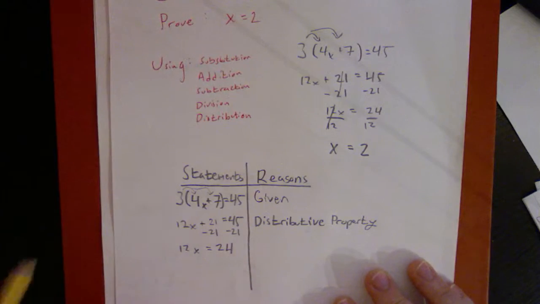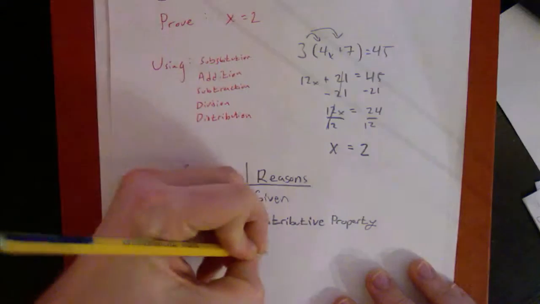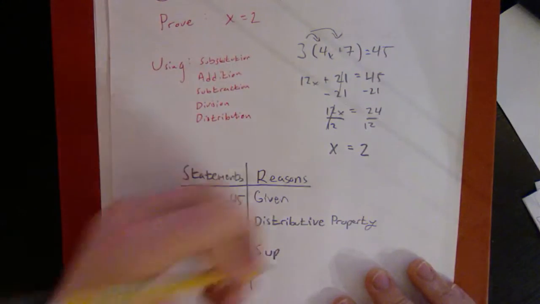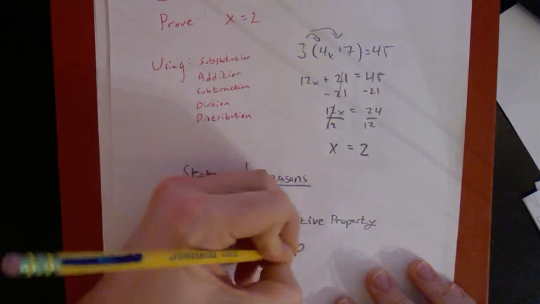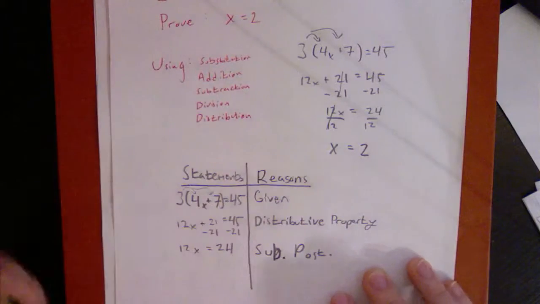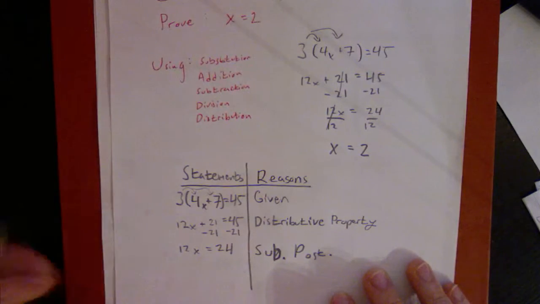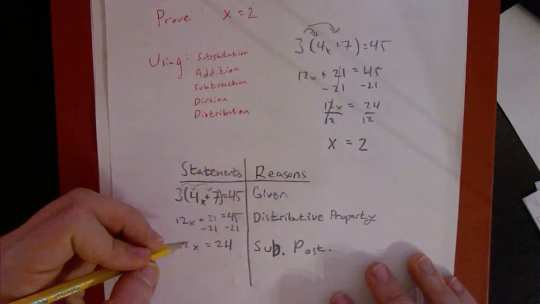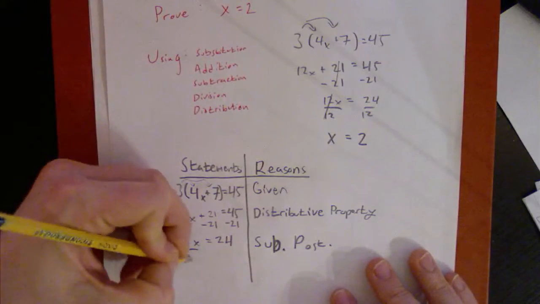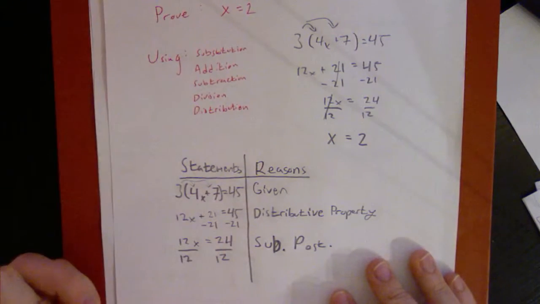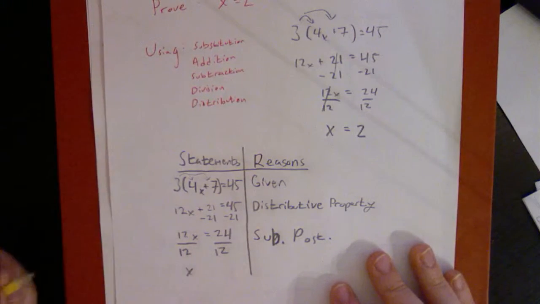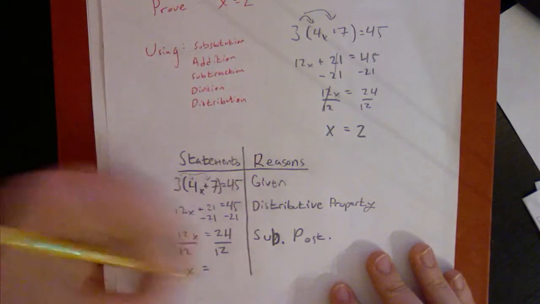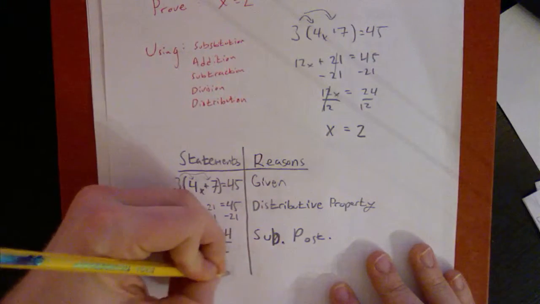So the reason we were allowed to do that was by the subtraction, I'll just write SUB, subtraction postulate, P-O-S-T. All right, finally, I just got to try and get the x by itself. So I will divide both sides by 12. If I divide both sides by 12, 12 divided by 12 gets me 1x, which I can just write as x. 24 divided by 12 gets me 2.